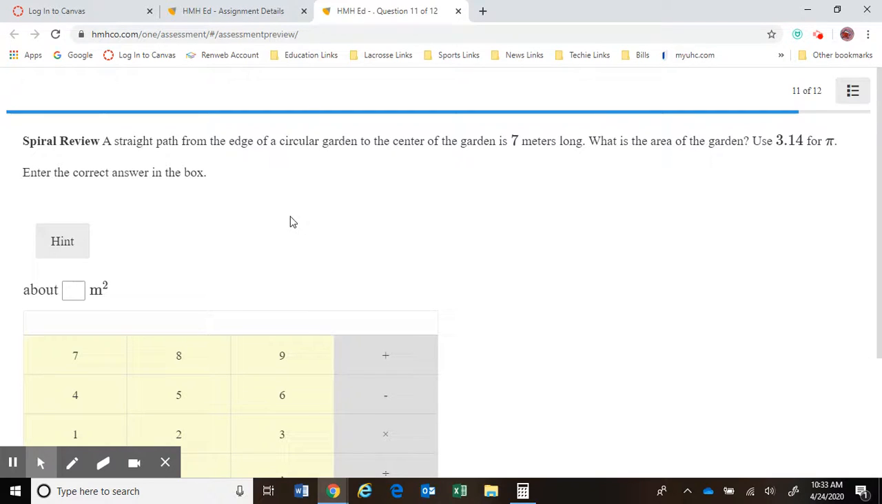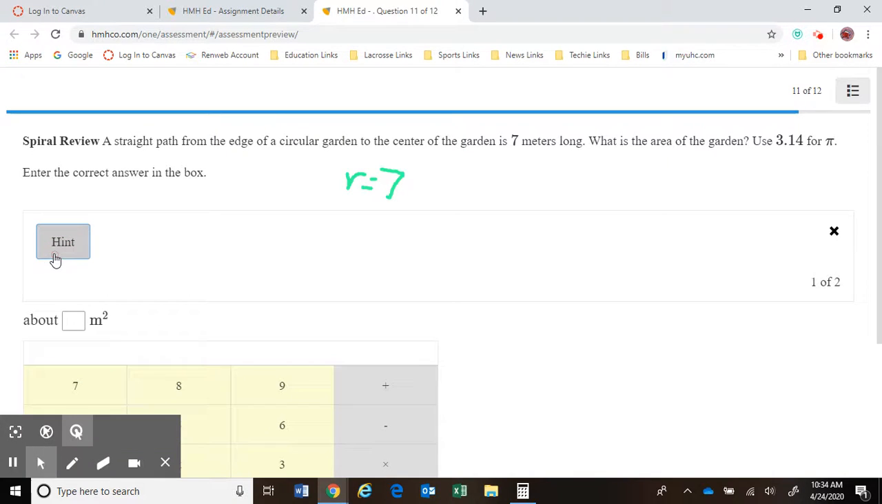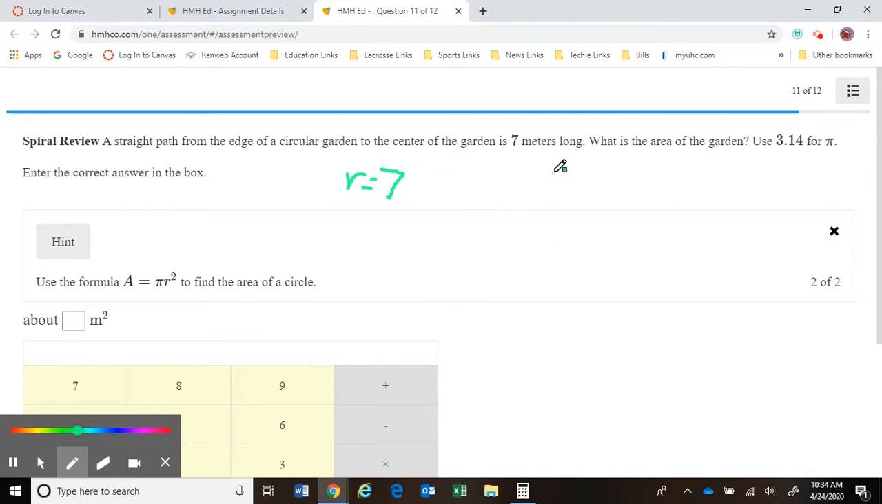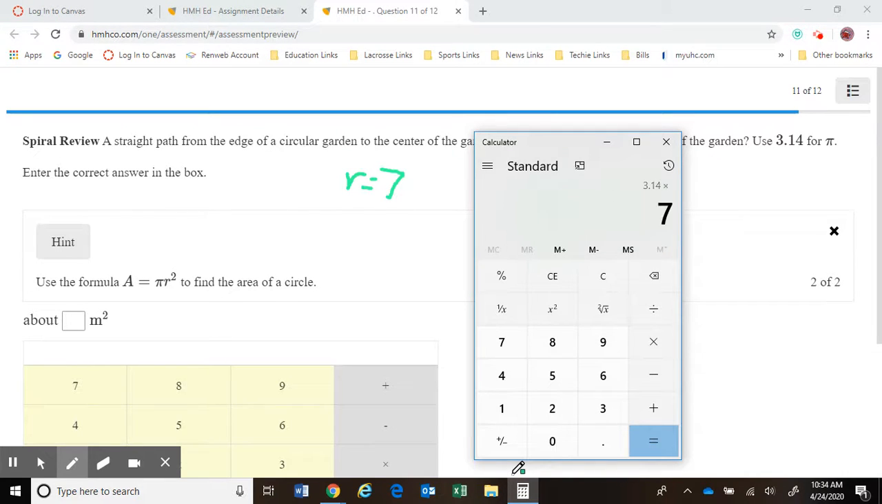Okay, going back to some previous sections. These are good questions, though. Straight path, circular garden, the center of the garden. Going from the edge to the center is your radius. So that tells me r is 7. So do pi r squared, right? See? Radius, pi r squared. Use these hint buttons. They're there for you for a reason. So 3.14 times 7 times 7. That's going to give me my answer: 153.86.